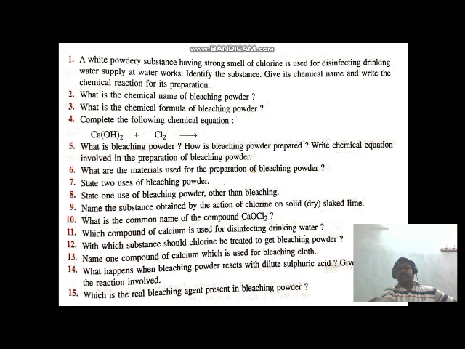Most probably, 80% of the time, the answer is the same. So while you are reading the topic, you have to think and use your brains in different ways. Why? Because we don't know in which way the CBSE board will ask the questions in the science subject. Okay, that is about bleaching powder. I hope you got the topics of bleaching powder.